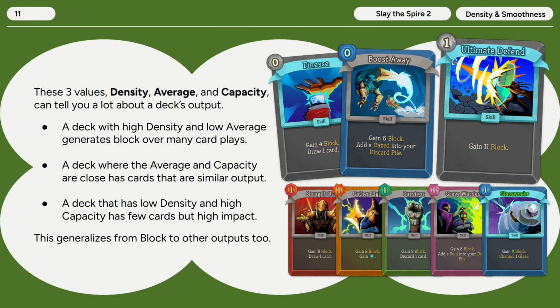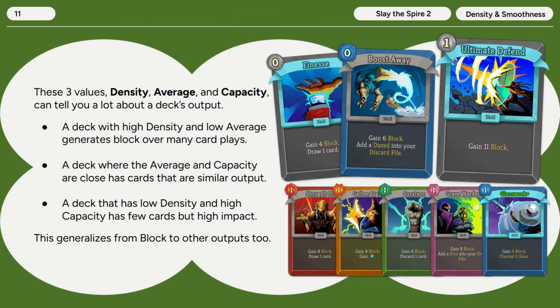A deck where the average and the capacity are close is a deck that has cards that are similar output. So for example, say you were playing Prismatic Gem and you ended up with Shrug It Off, Gatherlight, Survivor, Grave Warden, and Glasswork Plus, something dumb like that, right? Like all 5 of these block cards produce exactly 8 block. So if you had these 5 block cards, that would be a case where you could say, I have exactly the same average and capacity, all my block cards generate exactly the same amount of block. And if I was to spend 2 or 3 or more energy on blocking, it would always be at a rate of 8 block for 1 energy.